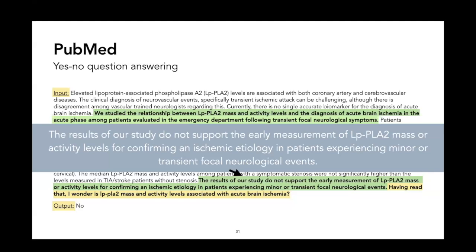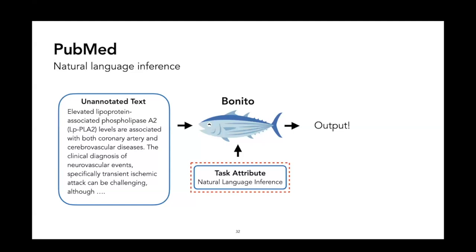Now, there is no mention of acute brain ischemia, but what's cool is that Bonito combined elements from the two key parts of the paragraph highlighted in green and generated a challenging question. And it also generated the accurate answer. All we had to do to get this generation was provide the paragraph and the task type. It's that simple. Now let's look at another example, but with a different task type, natural language inference.